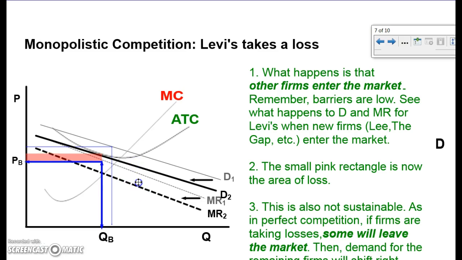And if you're going to draw that, you have to draw it in such a way that at that point of tangency, that's where MR crosses MC. So I have a little bit of a hard time drawing it, but that's what would be happening there.